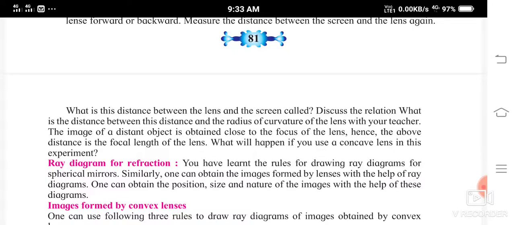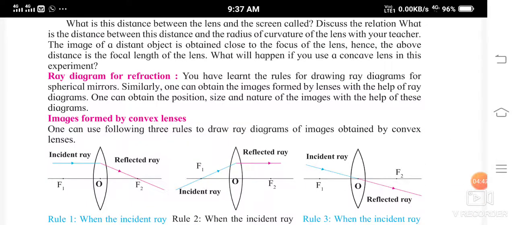So, what will happen if you use a concave lens in this experiment? In the case of a concave lens, the image is formed on the same side of the lens where you have kept the object.